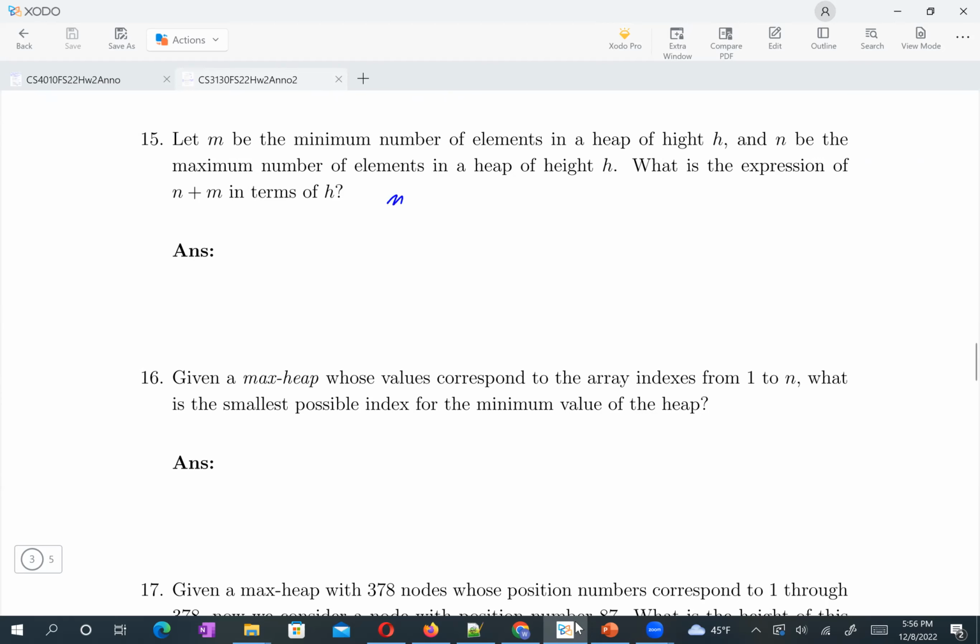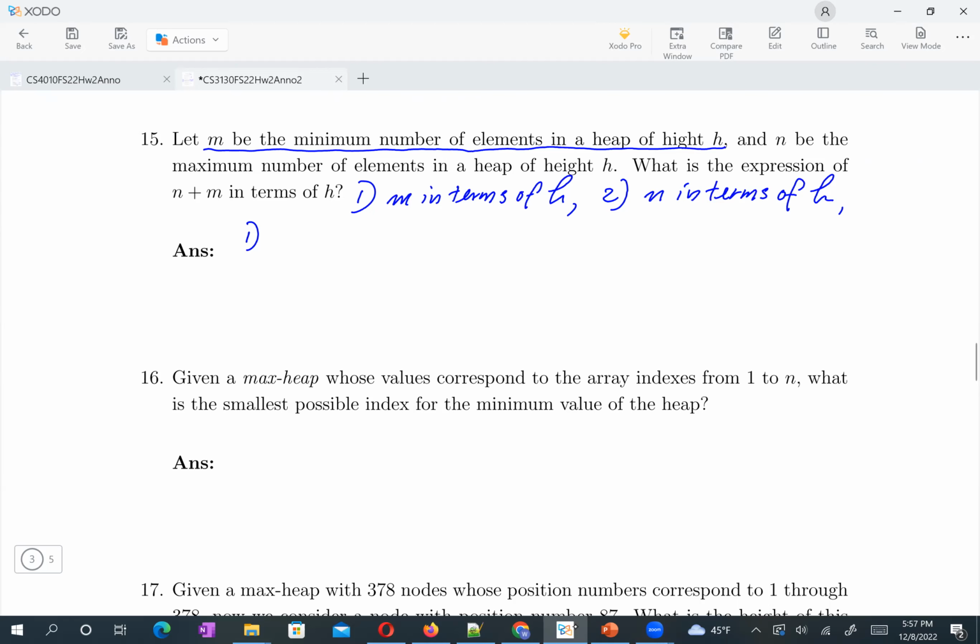M in terms of H expression. That's the first one you need to find. The second one is N in terms of H. For the first one, you need to know the structure of the heap. The first one, M, is the minimum number of elements in a heap of height H.